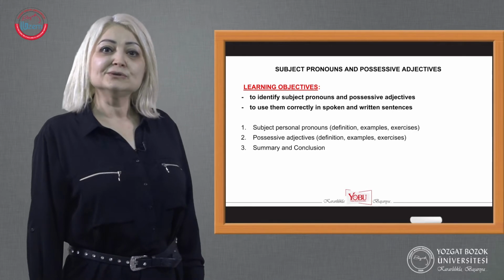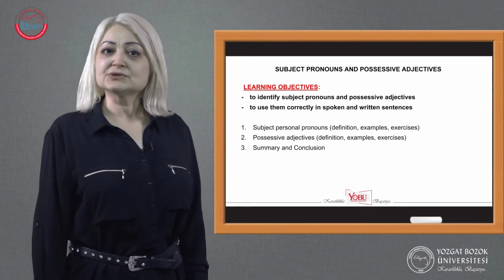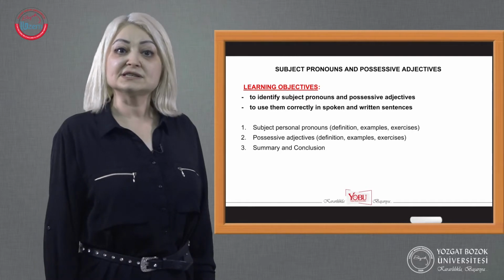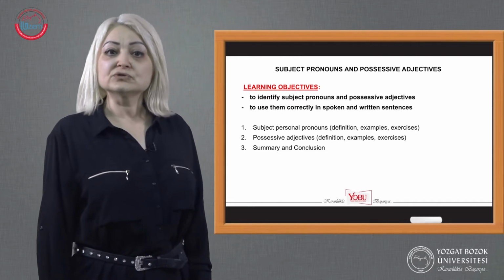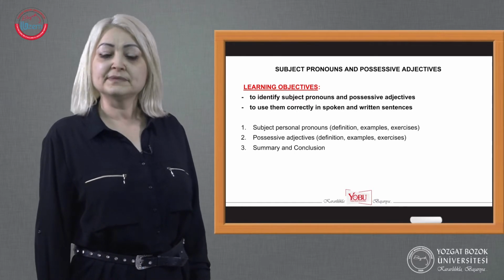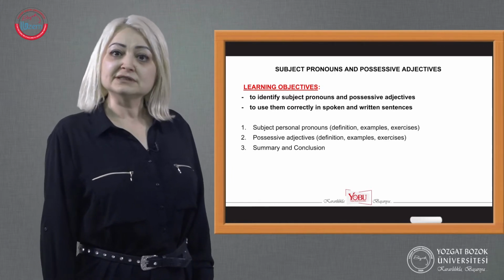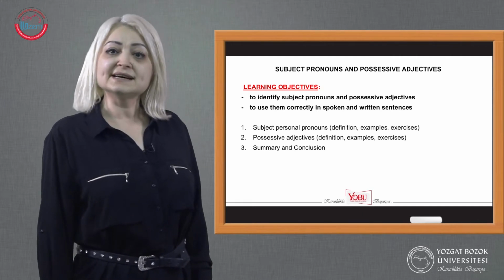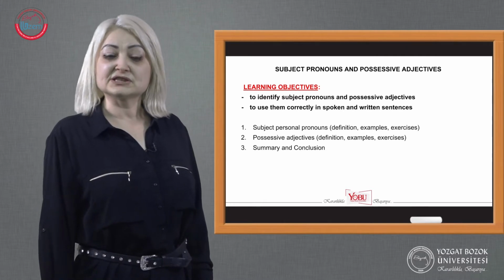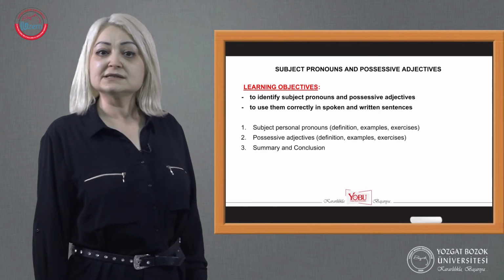Now let's have a look at the learning objectives. What we try to achieve today is to identify subject pronouns and possessive adjectives, and of course to use them correctly in spoken and written sentences. For this, I provided you with a definition, with examples and exercises for both subject personal pronouns and possessive adjectives. And of course, at the end of our lesson, we have a summary and a conclusion.